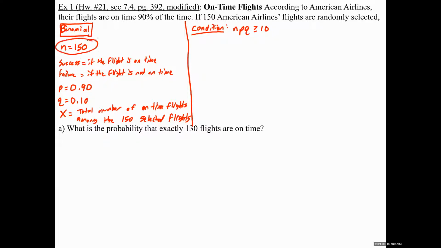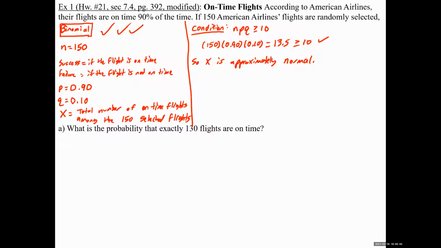What's n? It's here, 150. And when we put letters next to each other, it means multiply. So you've got to do 150 times p, which is 0.90, times q, which is 0.10. And you calculate this on the calculator. Let me get my calculator out. I'm getting 13.5, which is definitely greater than or equal to 10. So the condition is true. Because the condition is true, X is approximately normal. X is binomial, okay? But because this condition is true, I can treat it like it's normal. That's what I've written here.